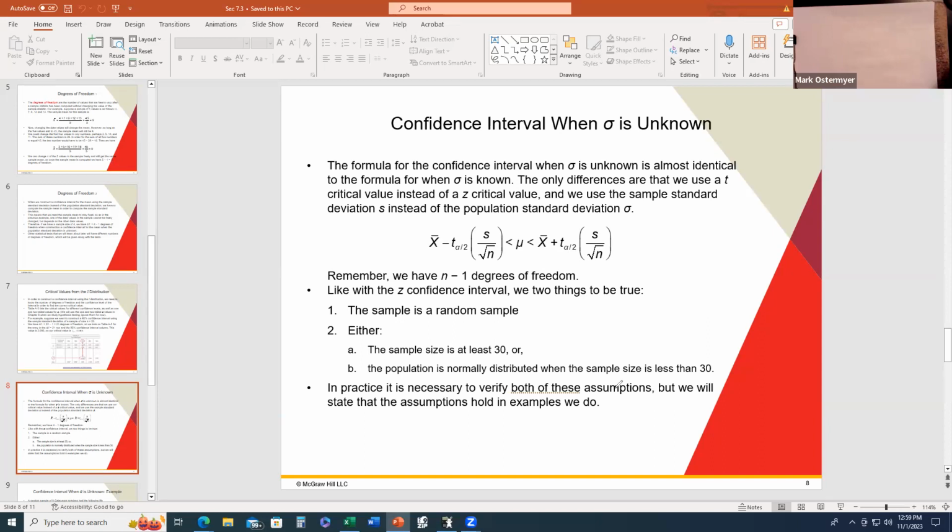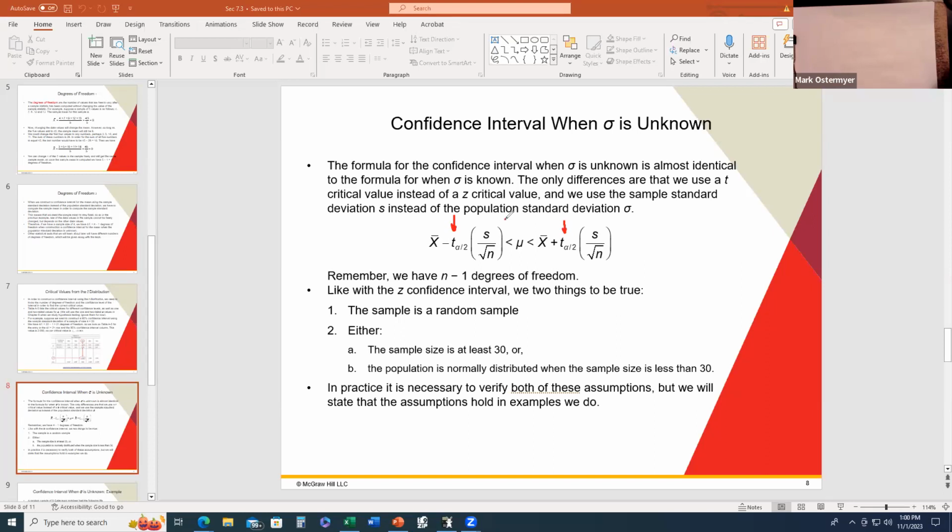2 days ago. But today, we see two differences. For one thing, we don't see any critical Z values anymore. We see critical T values. That's because we're using the T distribution for building these types of confidence intervals.